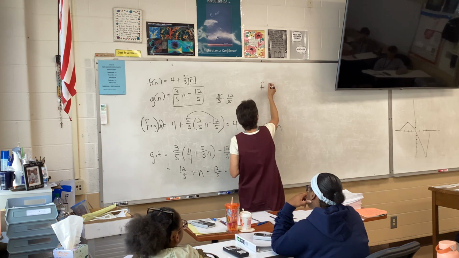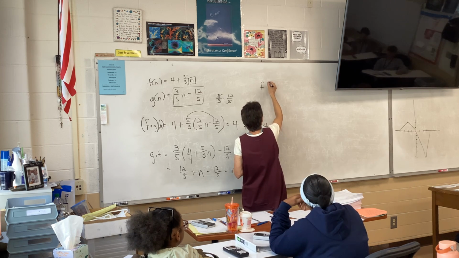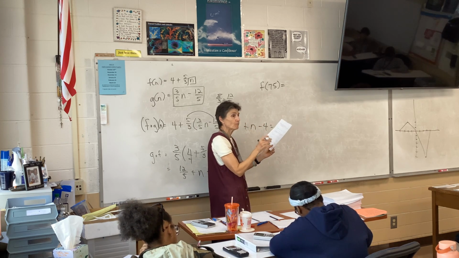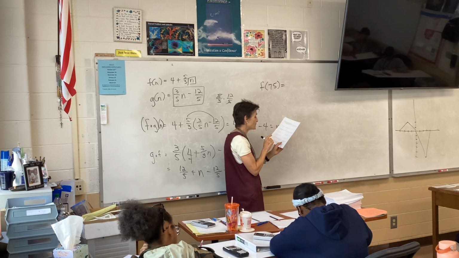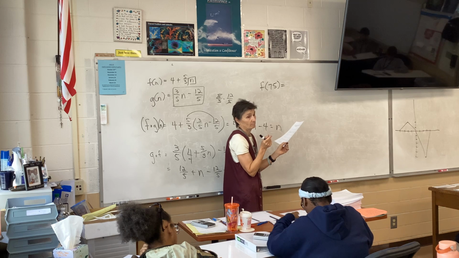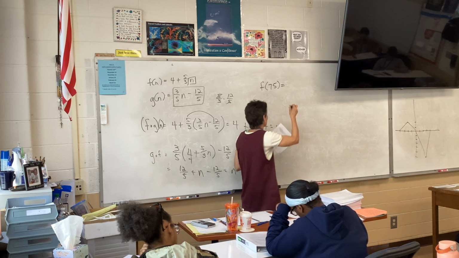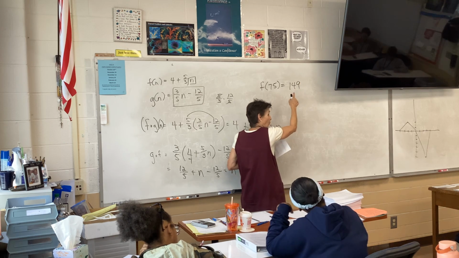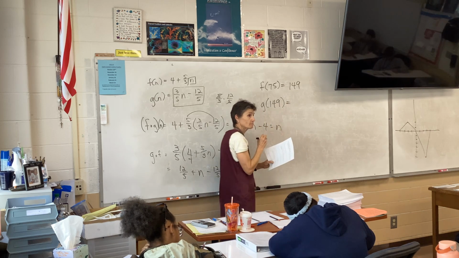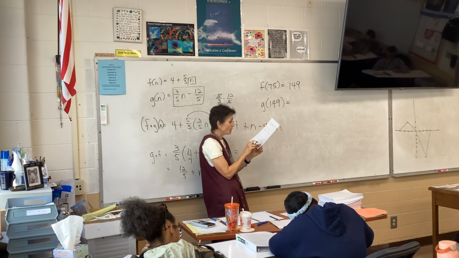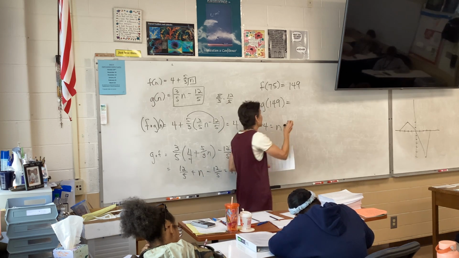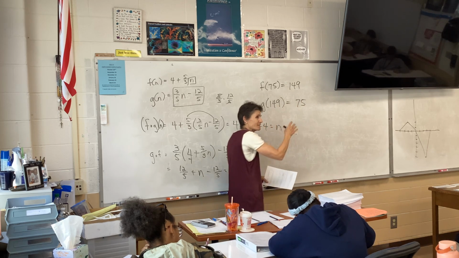So another way that you can do this problem is take a number, like I'm doing 75, and plug it into function f. What do you get if you plug 75 into function f? 149. Now, take the 149 and plug it into function g. Well, what happens when you put 149 into function g? You get 75 back again. Those are inverses. Can you see?